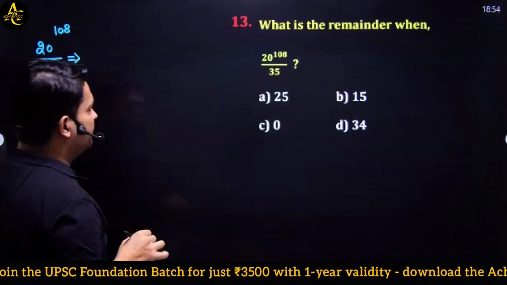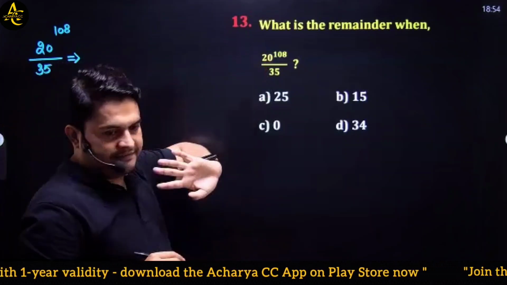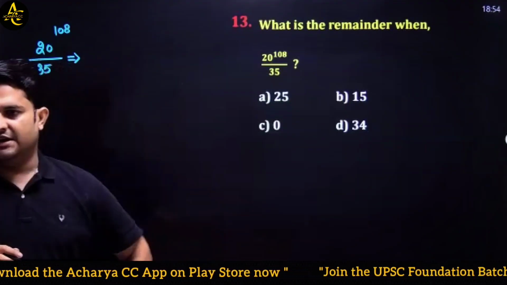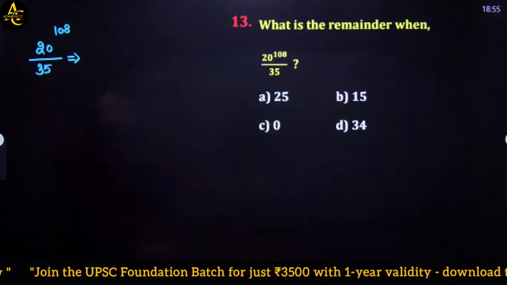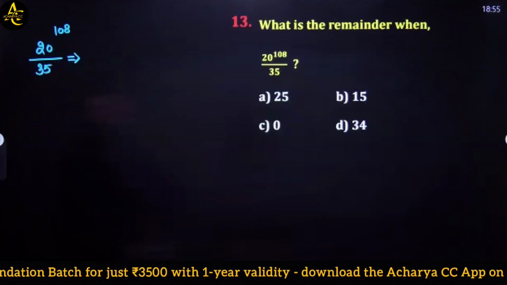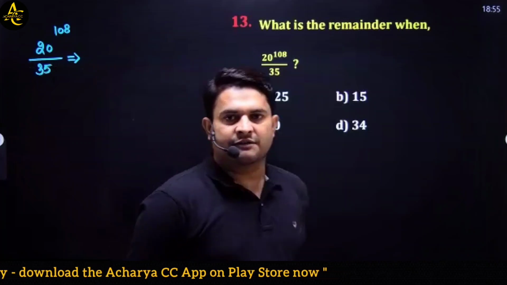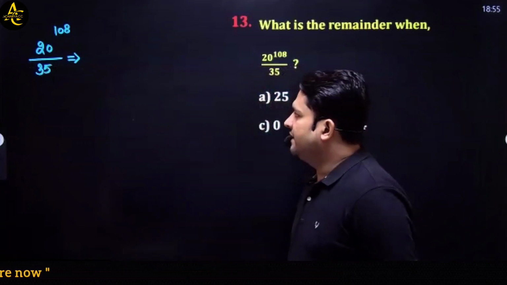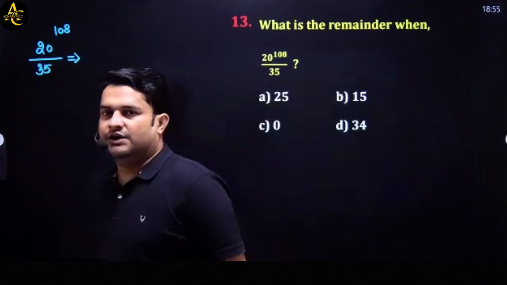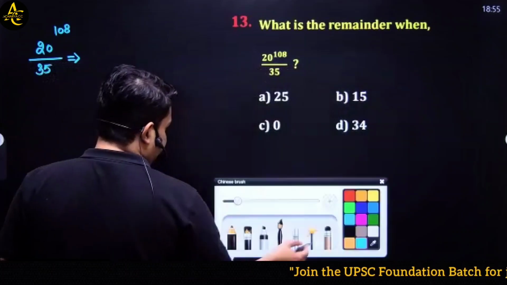What we have to do in this question is make 20 closer to 35, but we can't do it. Why? Because if I square 20, it becomes 400, and if I cube 20, it becomes 8000. So I can't calculate, and I have to make such an adjustment so that 20 becomes closer to this 35. So what will we do?